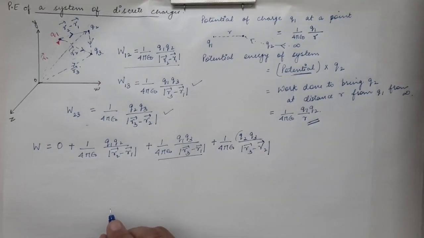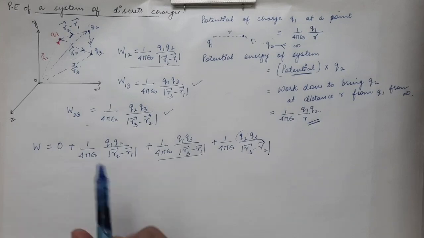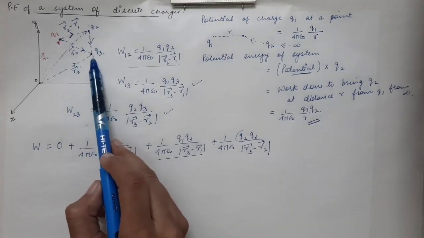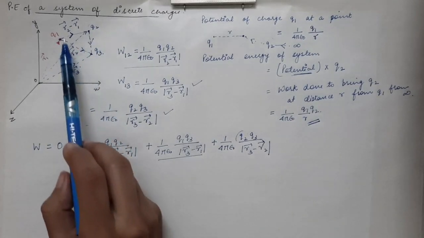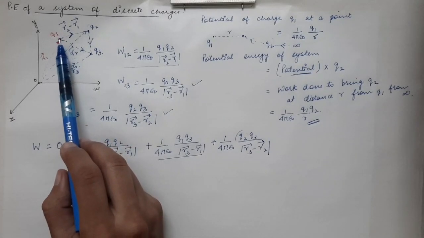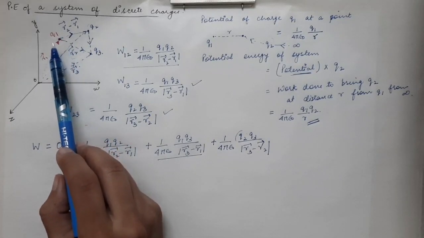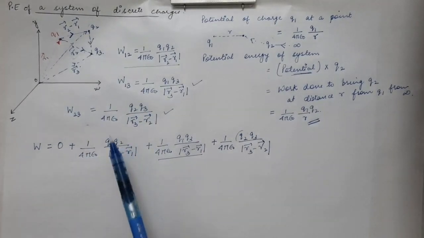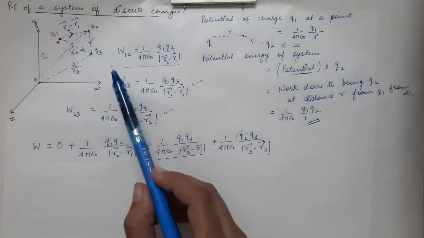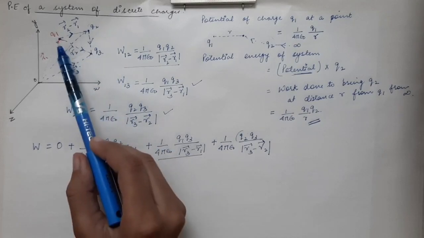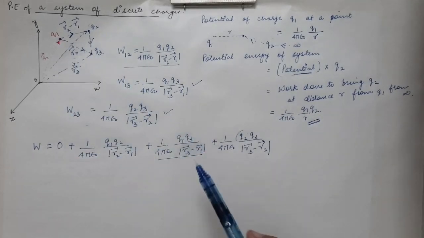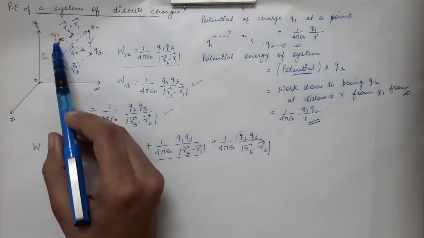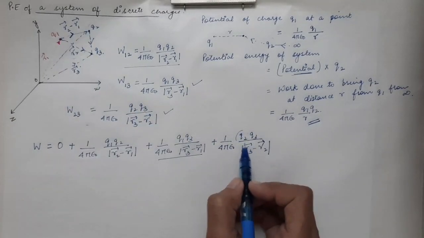So this is the total amount of work done in the case of 3 charges. First, there is no work done when we are placing Q1 charge, and then when we are placing Q2 charge, this much amount of work has to be done. When we are placing Q3 charge, there we will have an expression of 2 work done. One will be against Q1 charge and another will be against Q2 charge.